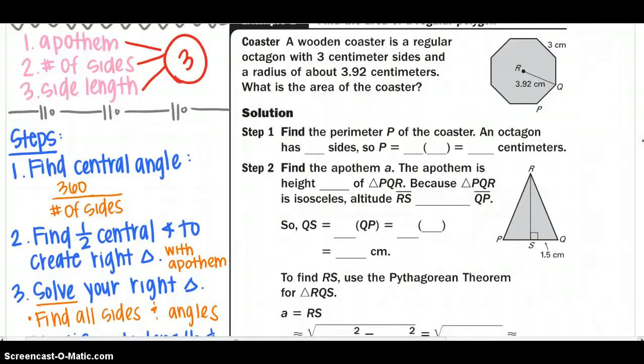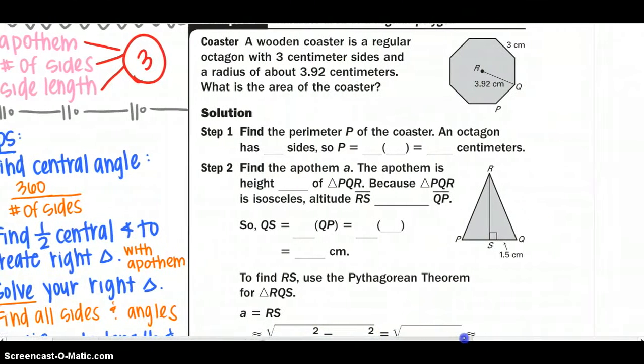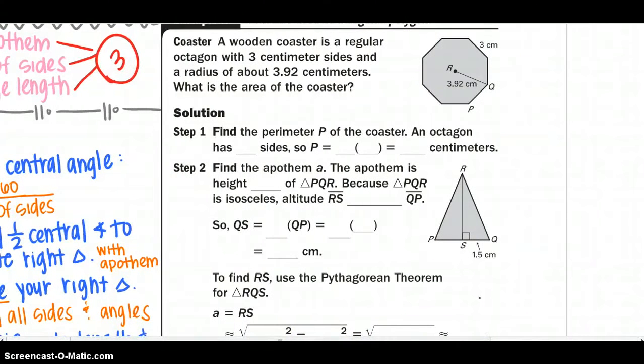Alright, step 1 says the perimeter P of the coaster. We want to find that first. So looking at that, it's an octagon, so it has 8 sides, and we know that each side is 3 centimeters, so we can say 8 times 3. So our perimeter gives us 24 centimeters. Pretty easy, pretty straightforward. Now we want to find the apothem.